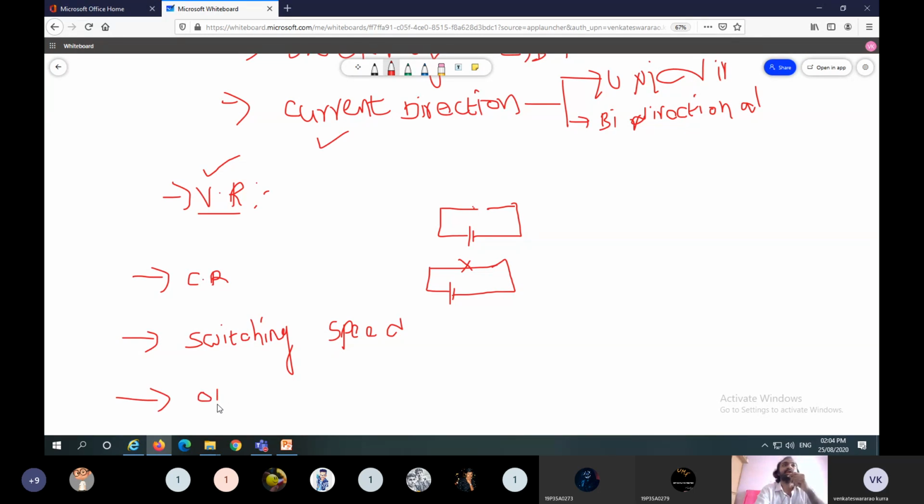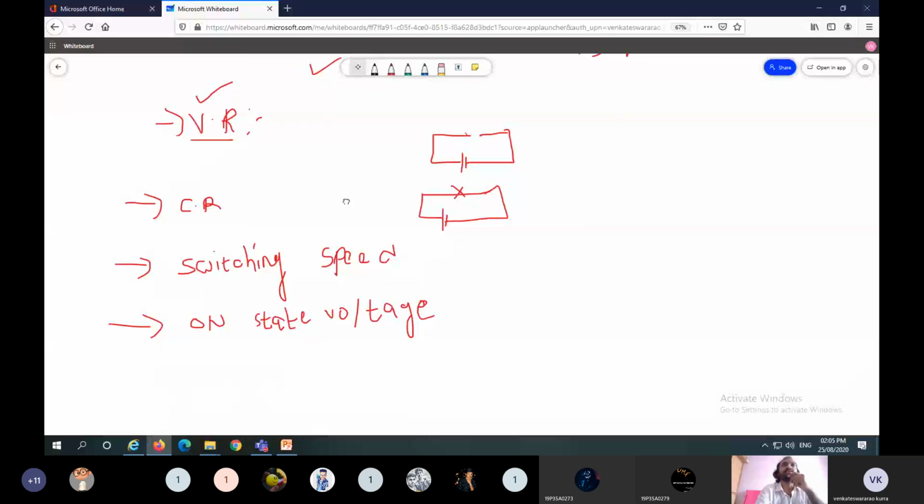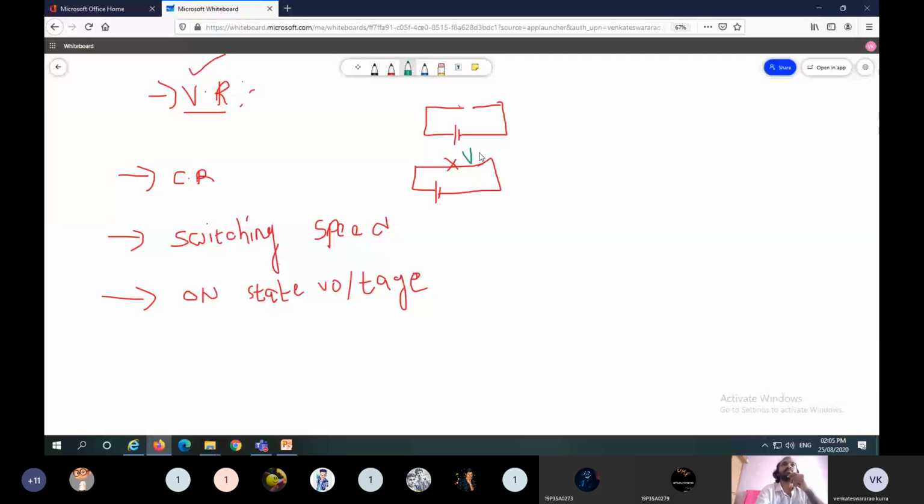Next, on-state voltage. It is the voltage across the device during the on state of the device. Whenever the device is in the turn-on state, the voltage which appears across the switch. Suppose in this case, if the switch is turned on, there will be some voltage drop across the switch. That voltage is known as the on-state voltage.